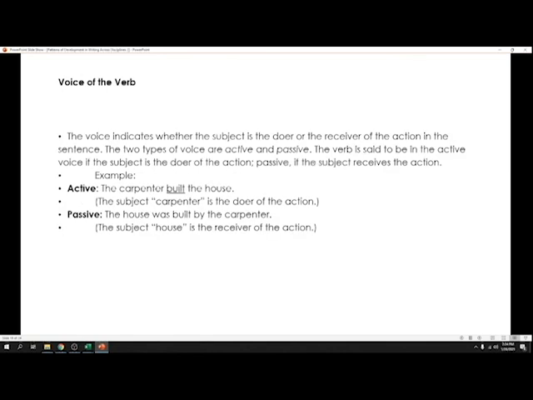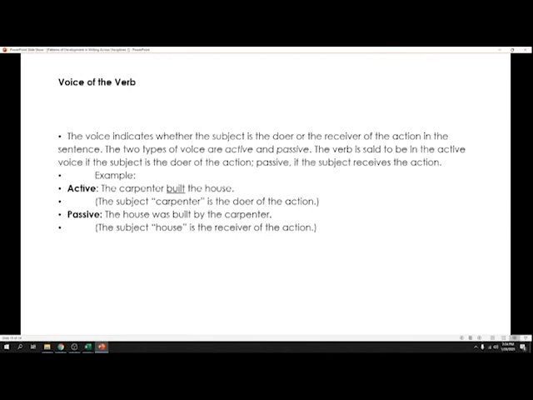So, we also have voice of the verb. So, the voice indicates whether the subject is the doer or the receiver of the action in the sentence. The two types of voice are active and passive. So, the verb is said to be in the active voice if the subject is the doer. Kapag yung subject natin, yung doer or gumagawa ng action. At passive naman, kung ang subject ang nagre-receive ng action.